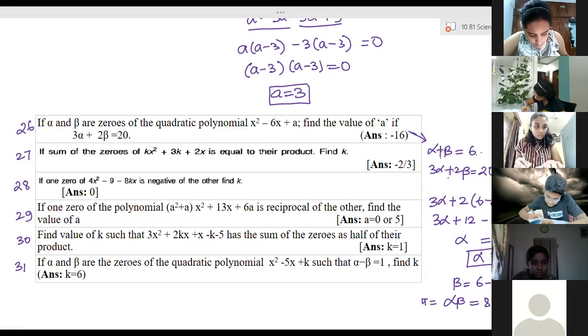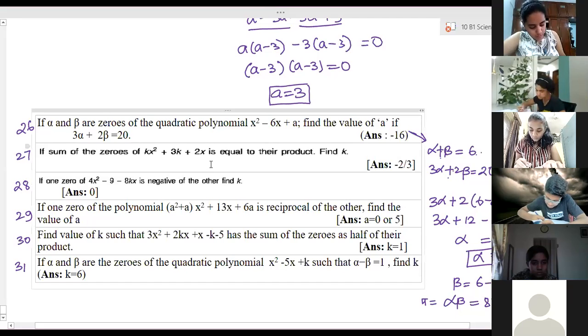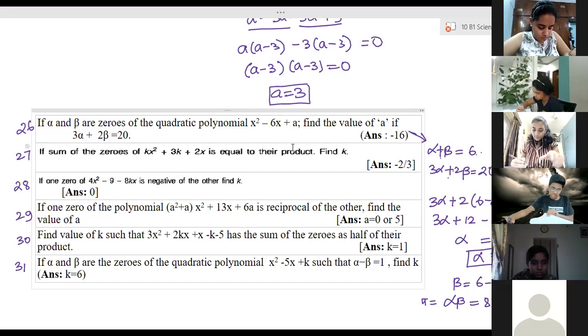Ma'am, are we considering alpha and beta to be A, alpha into beta? No, from this equation, what is the value? C by A. Alpha into beta is C by A. Yes, ma'am. So what is C here? From the equation. Okay, got it. So A is 1.